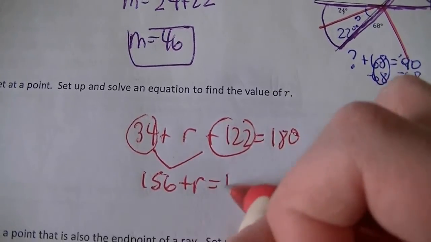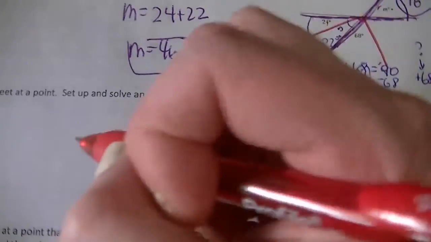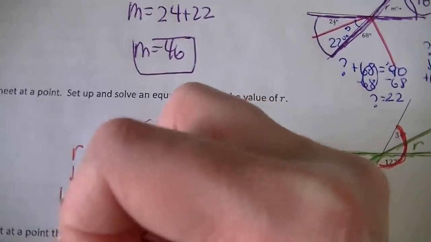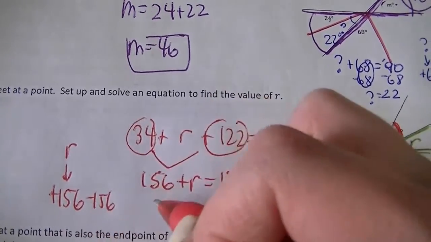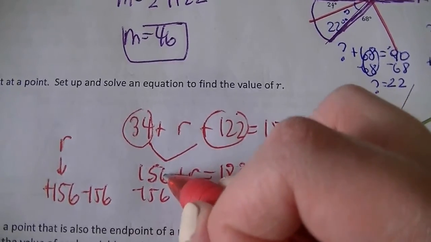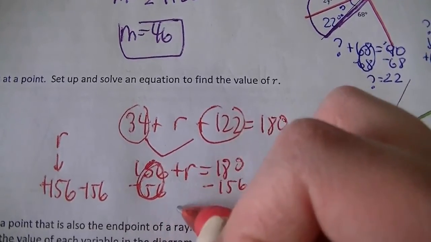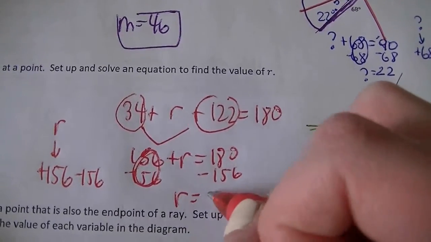Plus r equals 180. Okay, now we can build it because it's simplified on the same side. So we start with r, and then we just added 156 to it. So the inverse operation of adding 156 is to subtract 156. Do that to both sides of that equal sign. 156 minus 156 is 0. So we're left with r equals whatever 180 minus 156 is, and I think that's, yeah, it's 24.